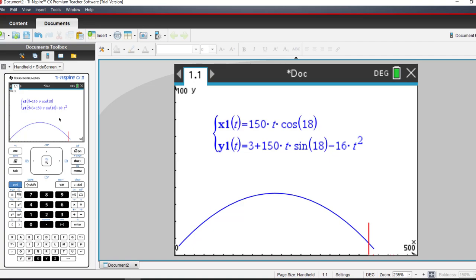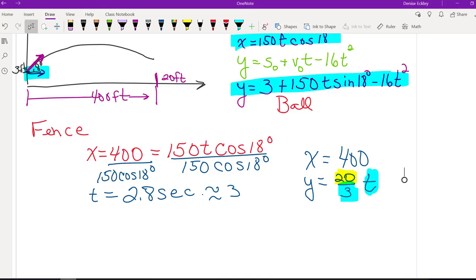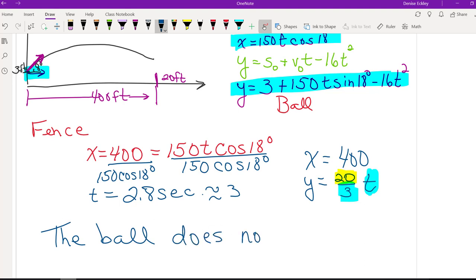So we can go ahead and write that the ball did not clear the wall. And that is the end of the notes for section 6.3.